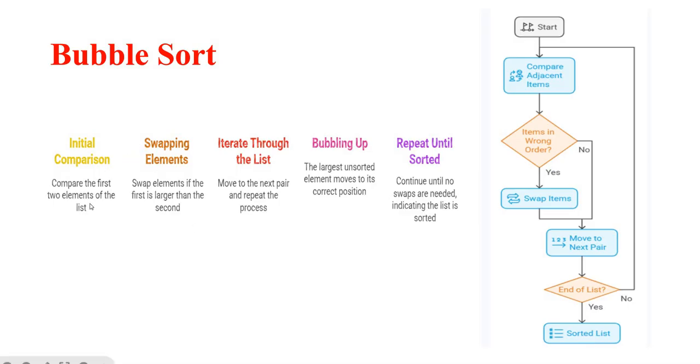The first step is the initial comparison, where we start from the beginning of the list and compare the first two elements. Then we have swapping: if the first element is larger than the second one, you have to swap them. After that, you move to the next pair of elements and repeat the comparison and swapping. After each complete pass through the list, the largest unsorted element bubbles up to its correct position at the end of the list, and this process continues for the rest of the unsorted elements until no swaps are needed, indicating that the list is sorted.